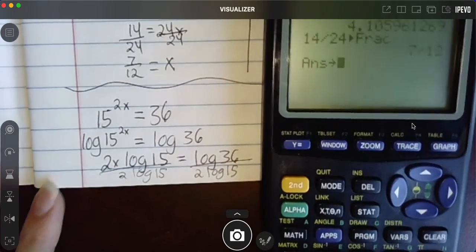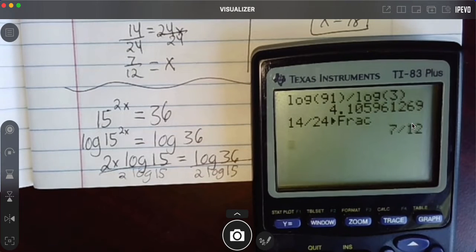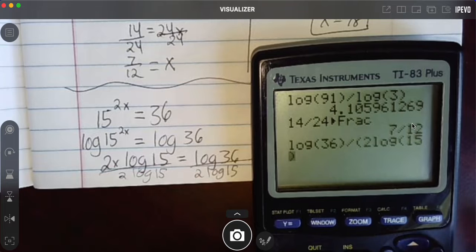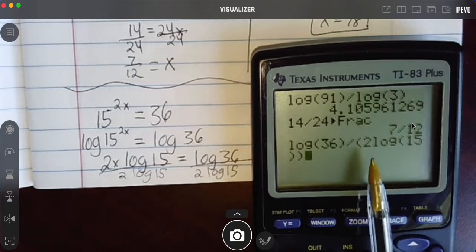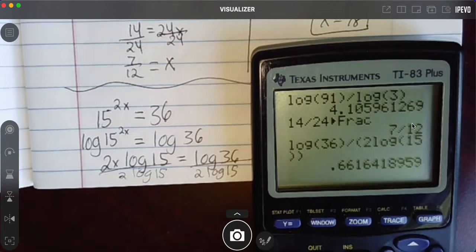So I would type that in my calculator. The log of 36 divided by 2 log of 15. I want to make sure to put parentheses around my whole denominator. The reason you have to do the parentheses around the whole denominator is you don't want it to just assume you're dividing by 2. So, log of 36, and I get this decimal, 0.6616.